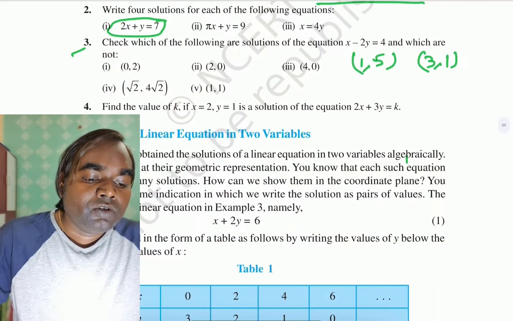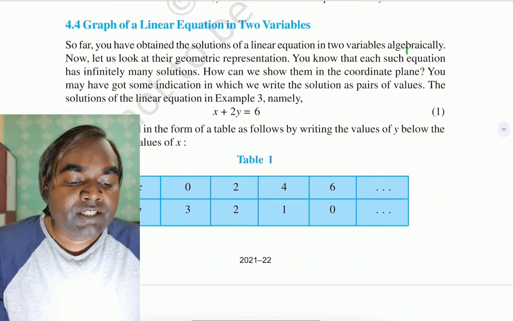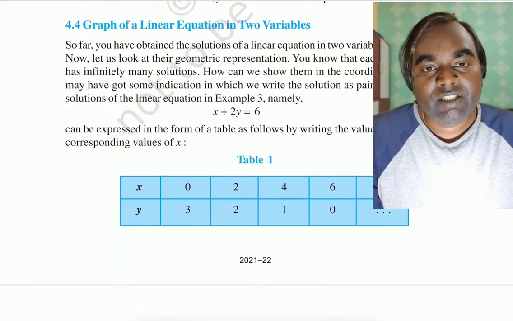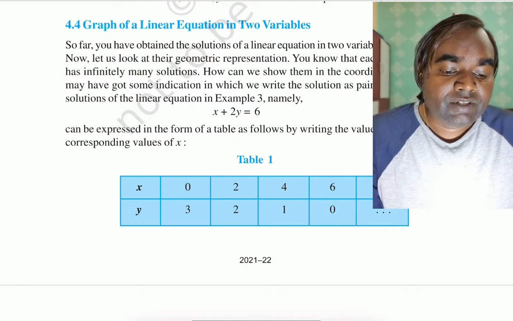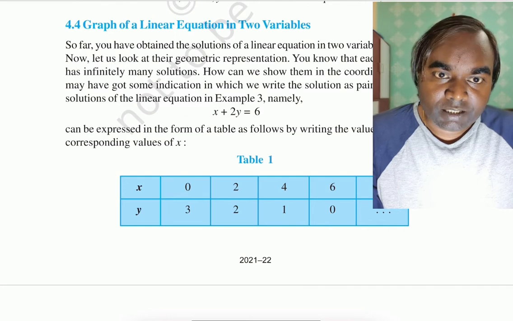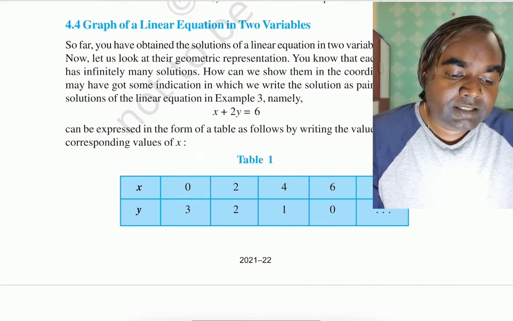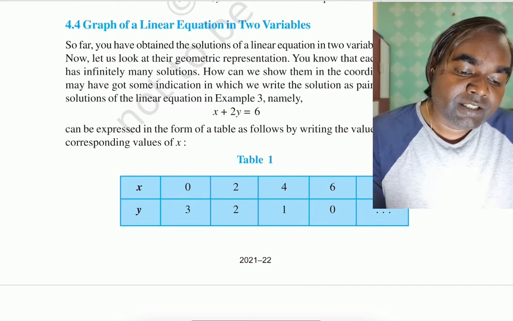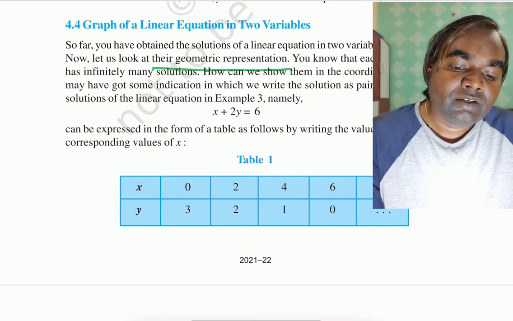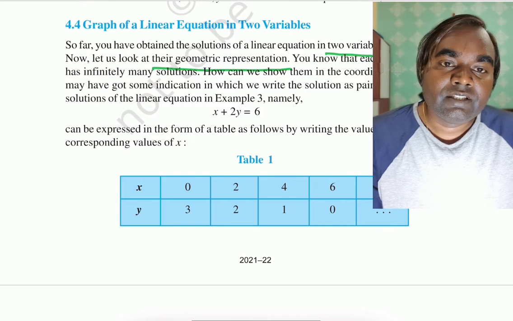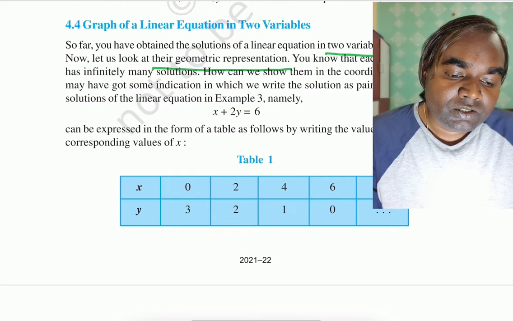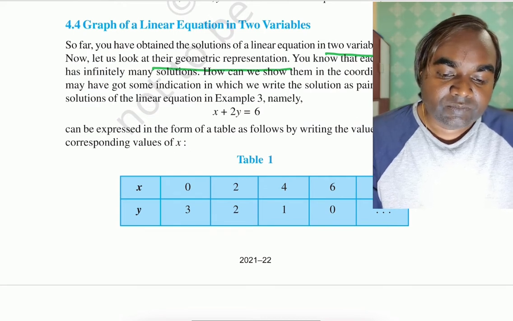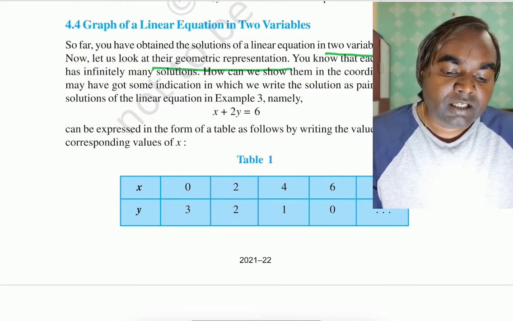Now, the graphical representation of a linear equation in two variables. How can you represent the solution of a linear equation on the graph? Let us look at the geometrical representation. We can find the solution of a linear equation in two variables algebraically. Now let us find its geometrical representation. So how can you represent it on the graph?